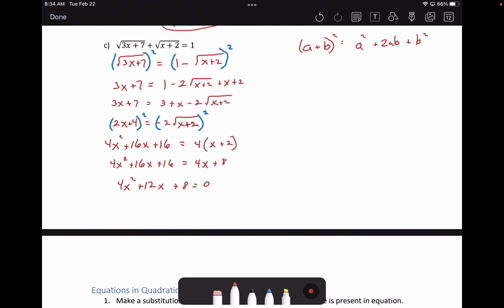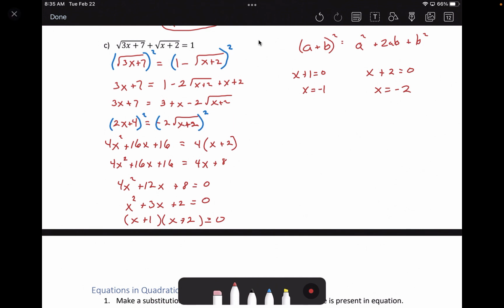Notice all three terms are divisible by 4, so we can divide everything by 4 and make our quadratic a little bit easier to solve. From here, factor. Two numbers that multiply to 2 and add to 3 are 1 and 2. Set each of those factors equal to 0 and solve. X is equal to -1 and x is equal to -2.